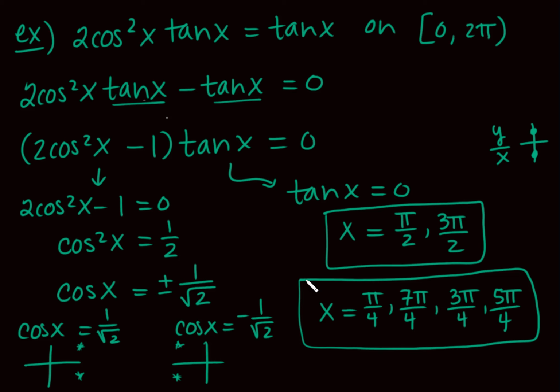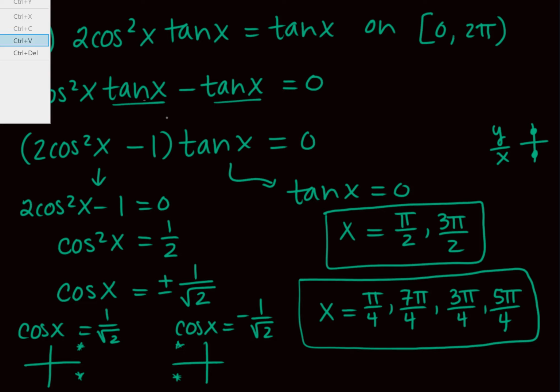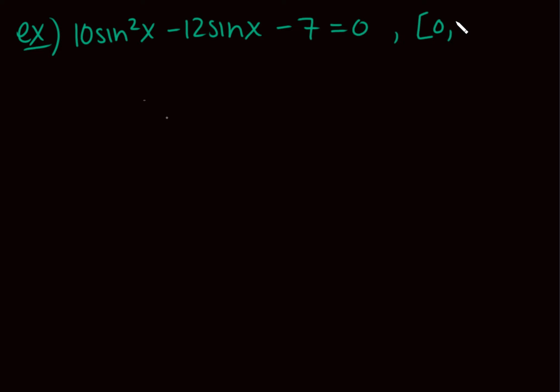Okay, I want to do 2 more, and then we'll be done with this section. What about one like this? Let's do 10 sine squared x minus 12 sine x minus 7 equals 0 over the interval 0 to 360.